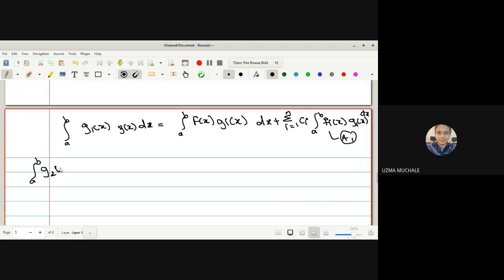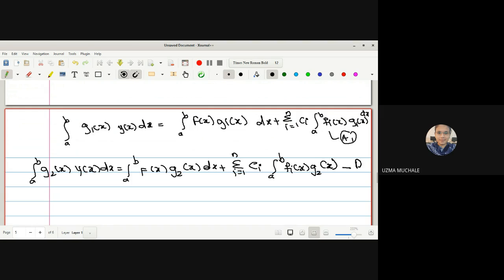Integration a to b g2 of x y of x dx is equal to, f of x was 0 in the earlier equations, f of x. Now we have to multiply by g2 of x dx plus summation over i ci outside, integration a to b fi of x into the second multiplier is g2 of x. This is our equation a2.